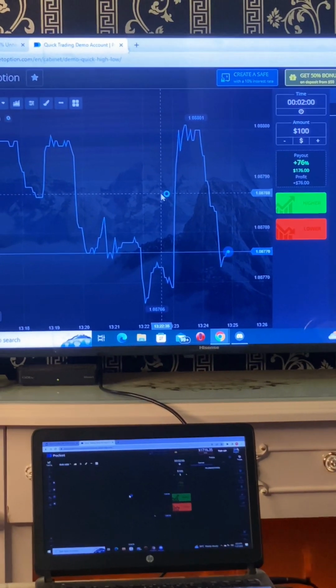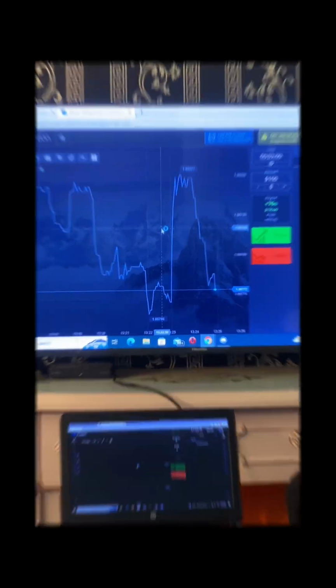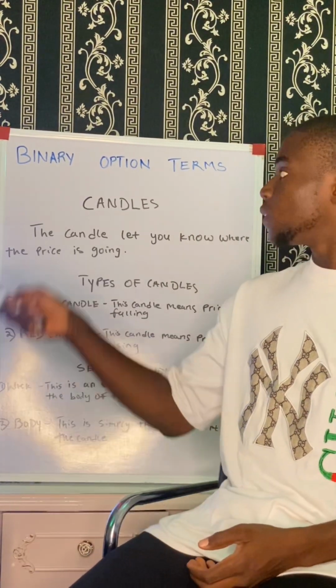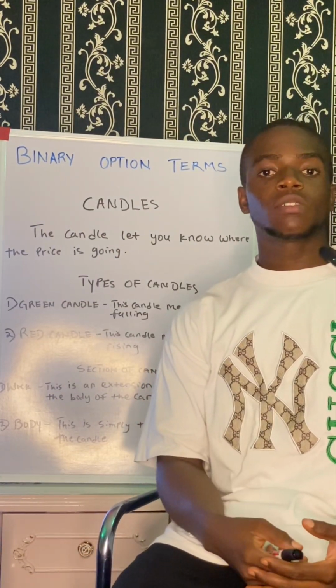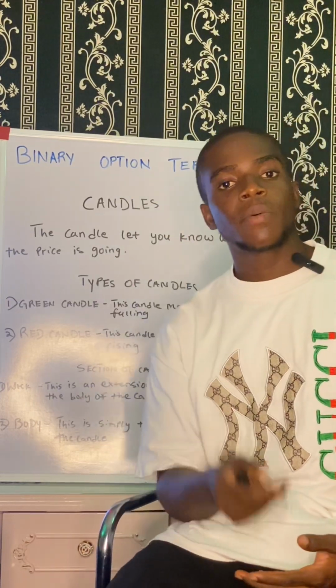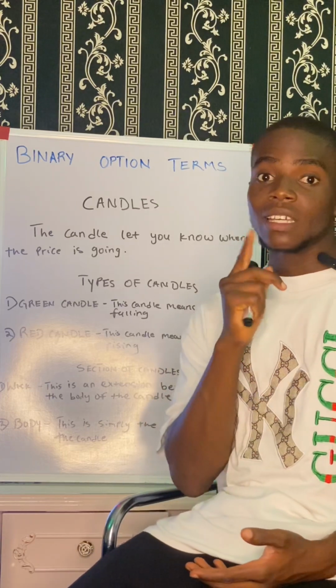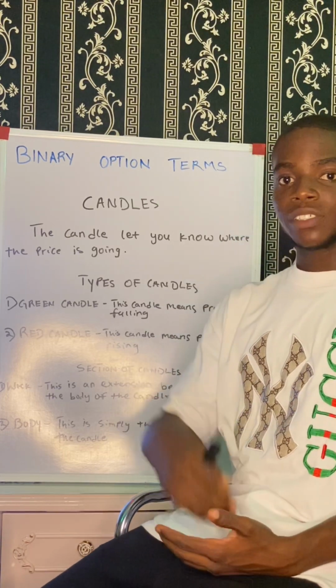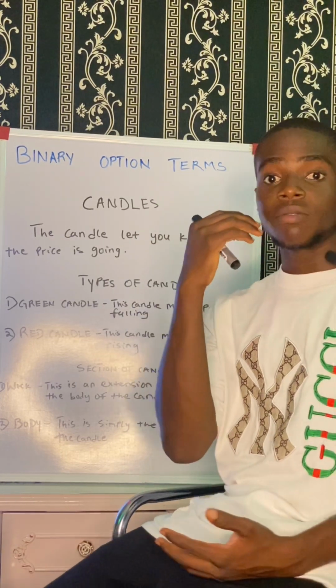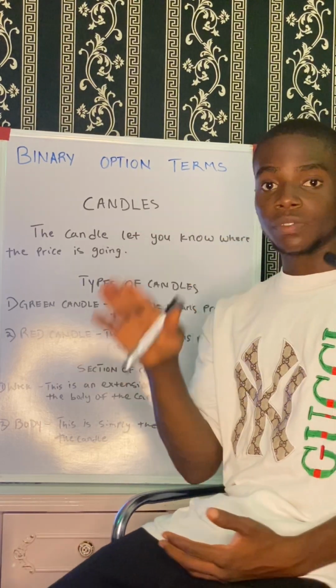Okay, let's go over to the next thing, which is candles. Candles simply let us know where the price is going. We have two types of candles, the green candles and the red candles. Whenever you see a green candle show up, it means the price is rising. And whenever you see a red candle show up, it means the price is falling.